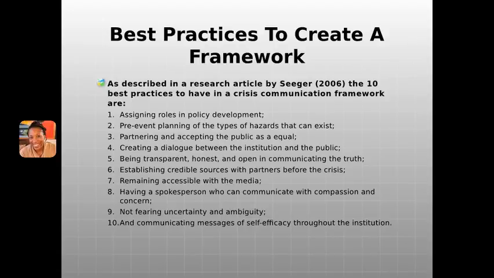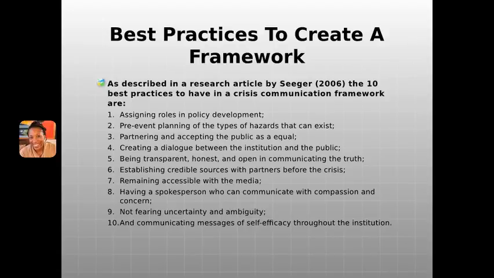Then, don't hesitate to have people outside your organization speak on your behalf, because this establishes credibility. Don't shy away from following up with the communications to the media. Remain accessible. For number 8, as with roles, have a spokesperson communicate on behalf of the institution.